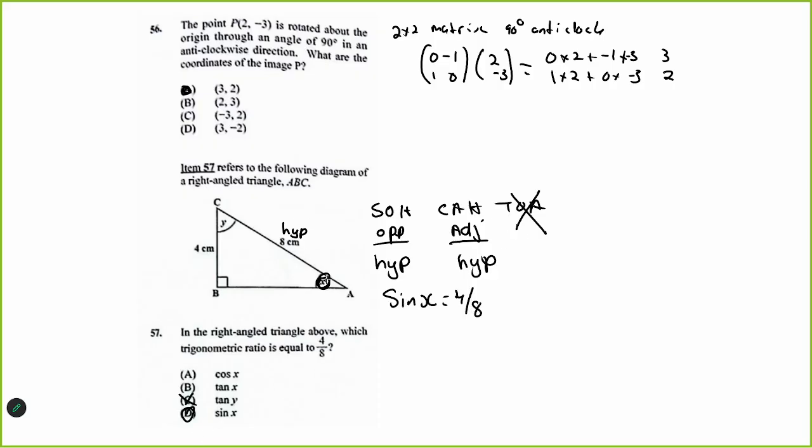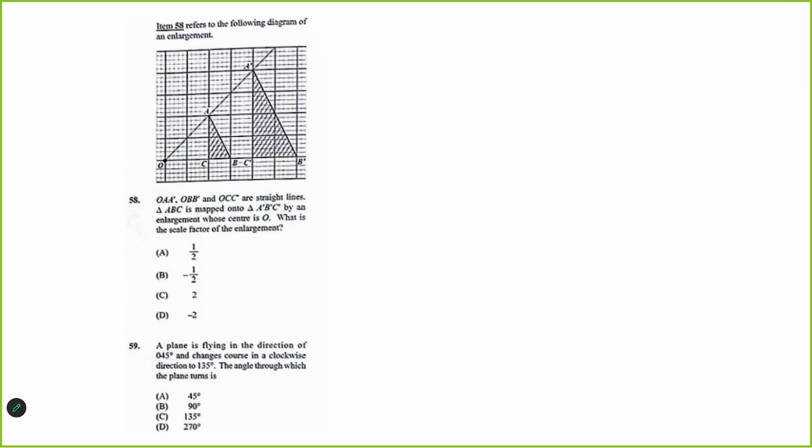If you use cos x, right? Cos is your adjacent. This BA is your adjacent. We don't have that. And well, tan is out. So the answer is sine x for 57, or D, right?